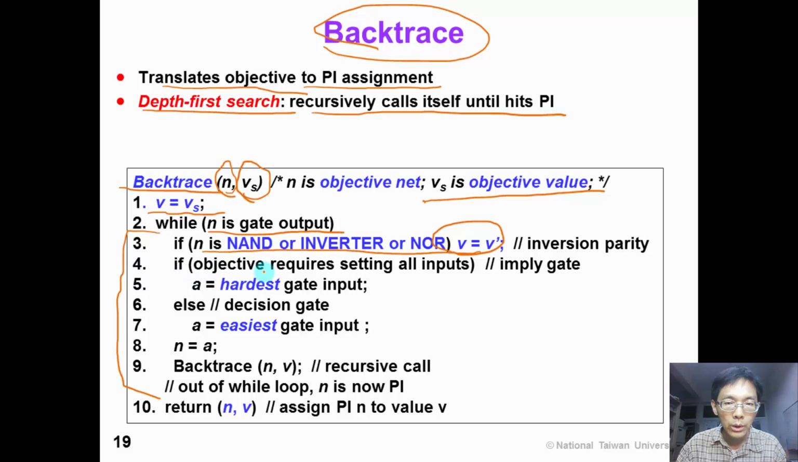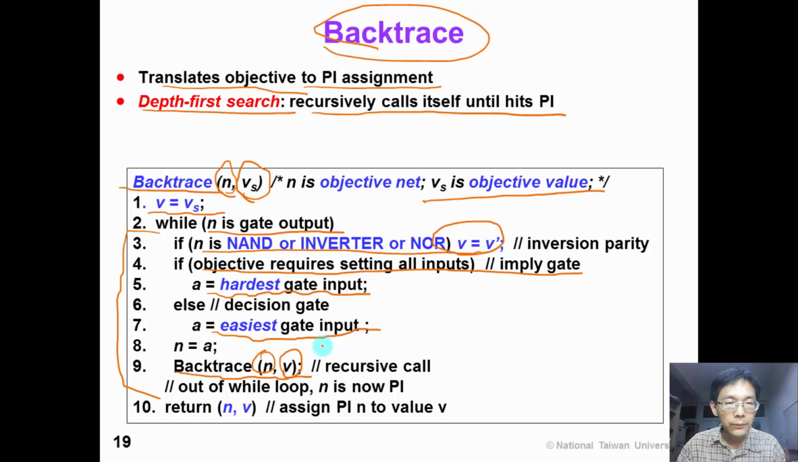And then we determine whether it's an implied gate or a decision gate. If it is an implied gate, we choose the hardest gate input. If it is a decision gate, we choose the easiest gate input. Then we recursively call the backtrace function again. The objective net is N and the objective value is V.